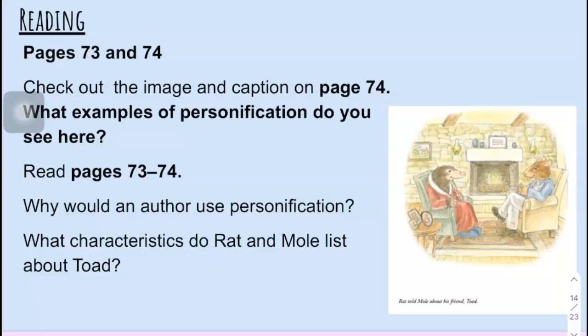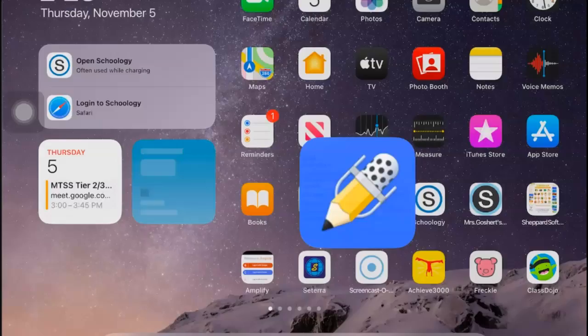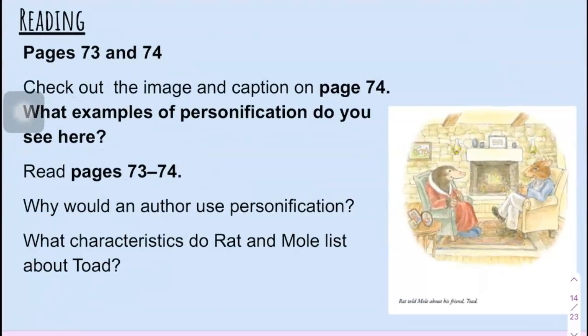I want you to first check out the image and caption on page 74. Just looking at that image, what examples of personification do you see? Yeah, we see two animals sitting there talking. They're dressed in clothing, and they're sitting by the fire.